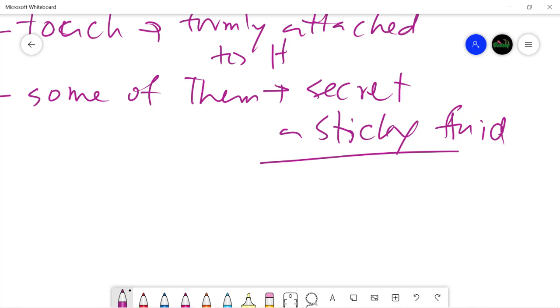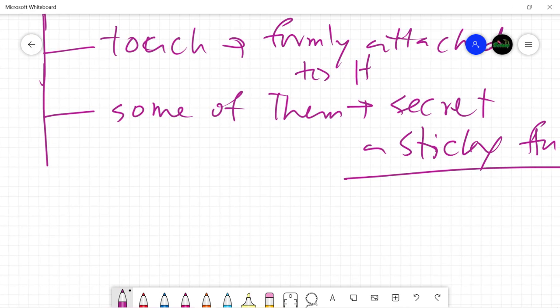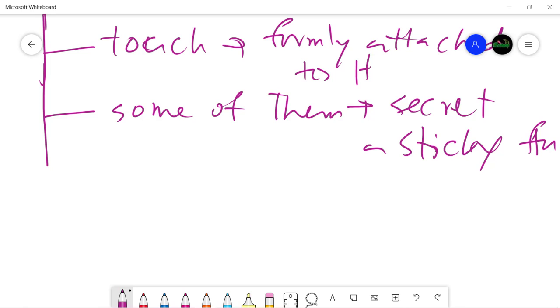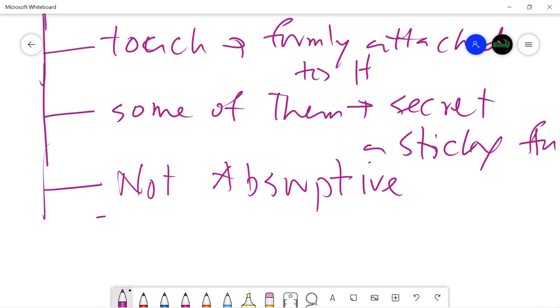So some of these roots produce or secrete sticky fluid, and it helps fasten the plant to the support. And in most cases, these roots are not absorptive. They do not absorb anything, that is, they are not meant for absorption of water or minerals, because they are not in contact with the soil, so they are not absorptive in nature. Their main function is to help the plant climb up the support.